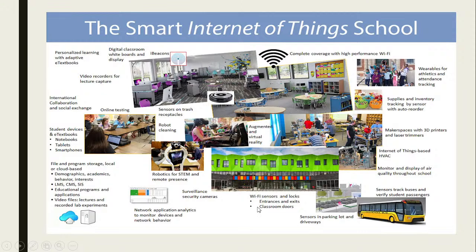Wi-Fi and lock enhancement and access to classroom doors, augmented and virtual reality implementations, and complete coverage with hyperbolic Wi-Fi. Then wearables for athletics and attendance tracking. So the attendance can be made totally automated. The advantage is that there is no way to cheat, because only if the person is present there will the attendance be noted. You can use different types of wearable devices for this.